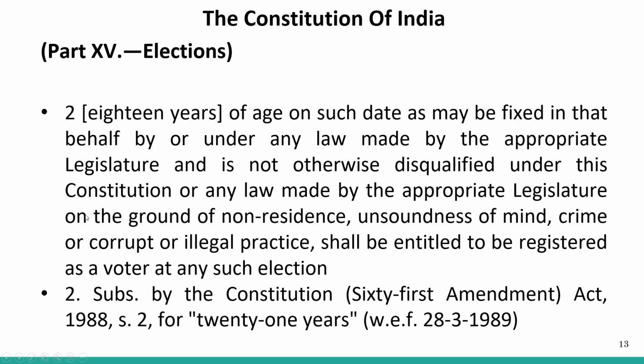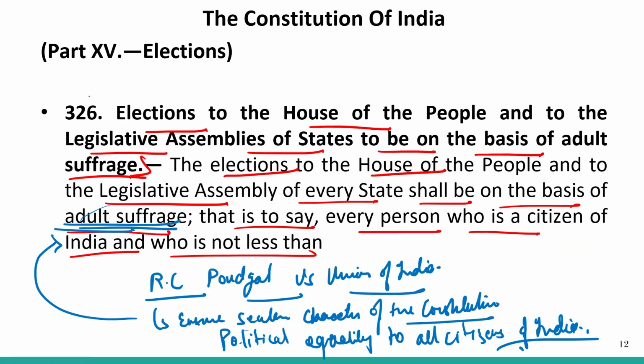The important point you need to remember here is Article 326, that elections will take place on the basis of universal adult suffrage, along with the case laws I have just explained. Apart from that, what will stop you from having your name in the electoral rolls? If you are of unsound mind, if you have criminal contempt, or you have been a criminal offender, or you have been involved in illegal practices, then obviously you will not be allowed to have your name in the electoral roll.